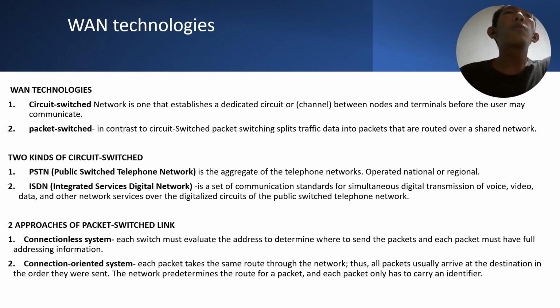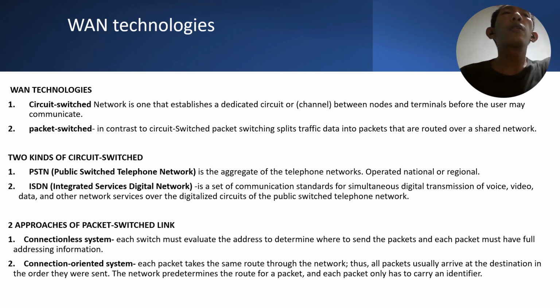There are two types of WAN technology. One is the circuit switch. A circuit-switched network is one that establishes a dedicated circuit or channel between nodes and terminals before the users may communicate. Second is the packet switch. In contrast to circuit switch, packet switching splits traffic data into packets that are routed over a shared network.